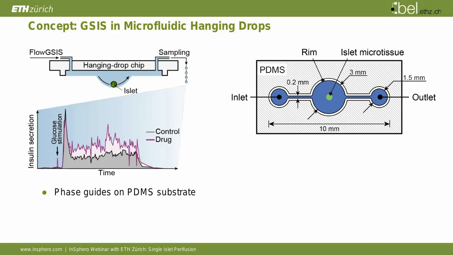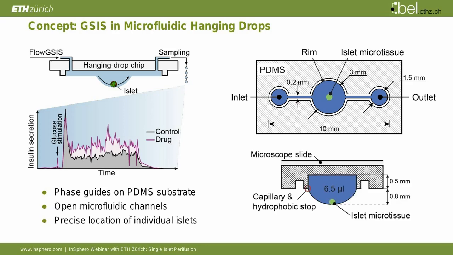If we now have a look at the cross-section, we see again the rim structure, which acts as a capillary and hydrophobic stop. You see the position of the islet microtissue at the bottom tip of the drop, which we keep in a very small culture volume of roughly 6.5 microliters. So this is a completely open microfluidic chip design, which allows for an easy loading, but also harvesting of the islet microtissues. And the shape of the hanging drops makes sure that we have a precise location of an individual islet located at the bottom tip of such a drop.